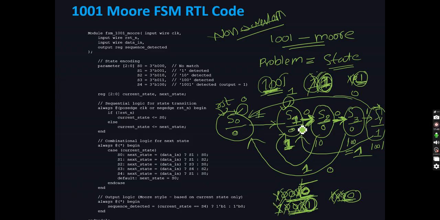So here we have the sequence, and here we have the state diagram. By seeing the state diagram, simply we can write the logic. Let me explain the logic here.